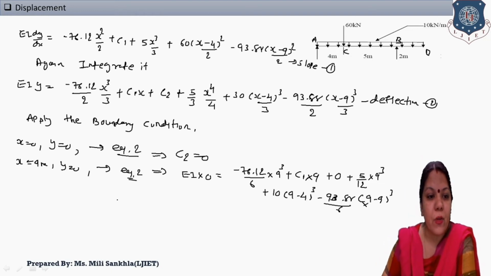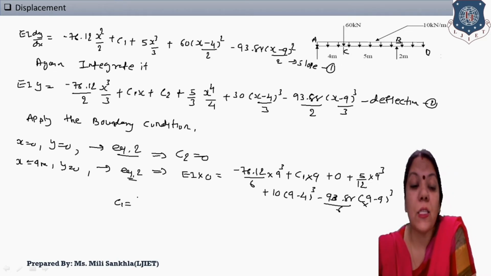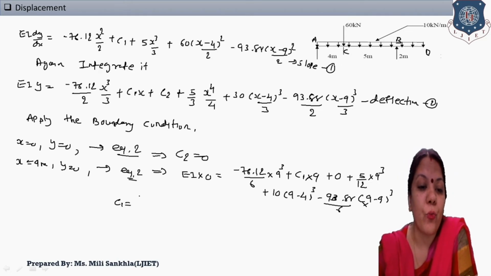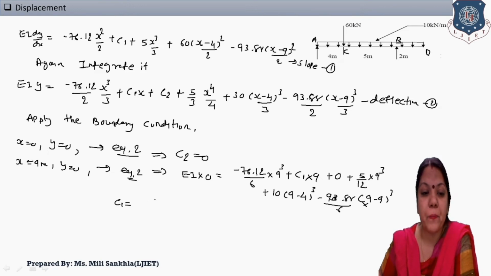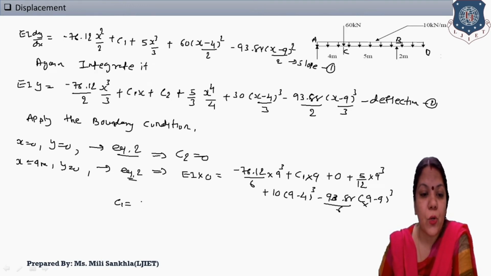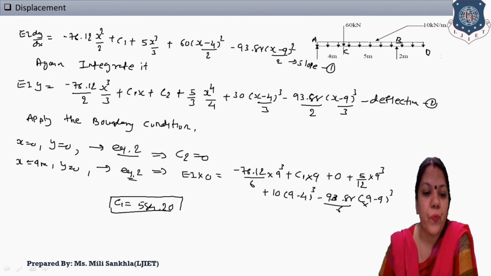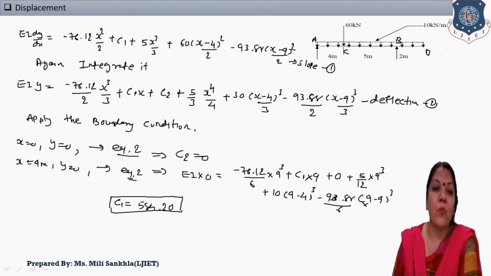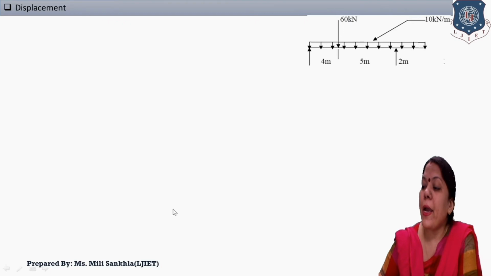Now after simplifying, we get the value C1 is equal to 584.20. Right here, C1 is equal to 584.20. Okay, here we get constants C1 and C2. In the next step, we find the slope and deflection at the free end.